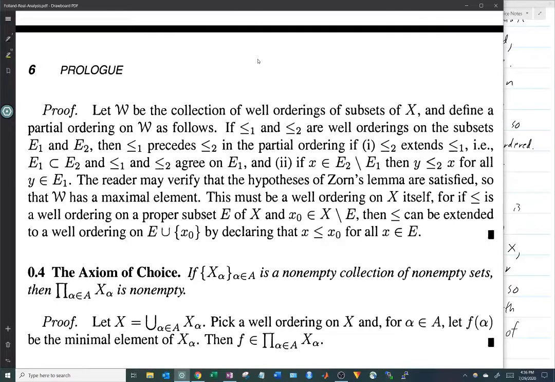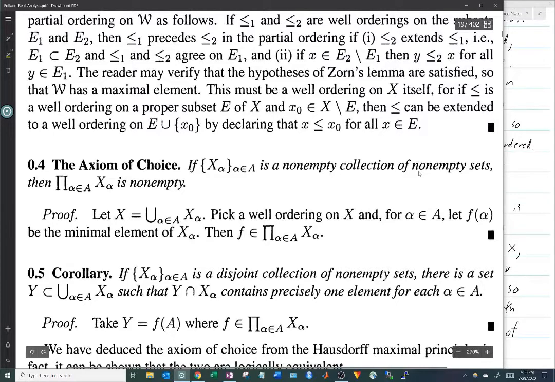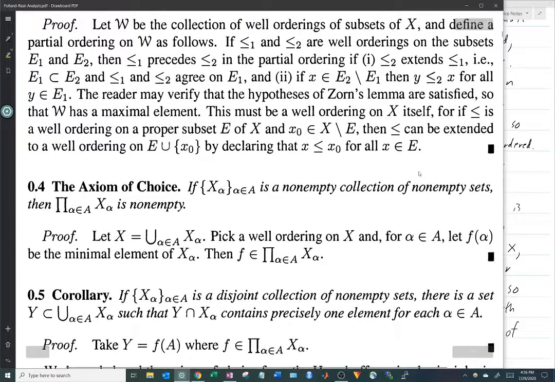Alright, so a corollary of this: if you've got a disjoint collection of non-empty sets, there is a set Y in their union which intersects every single set at least once. You could see this as a restatement of the axiom of choice, and the way you prove this, you take Y to be f of A, where F is in this direct product. So yeah, it's pretty straightforward.